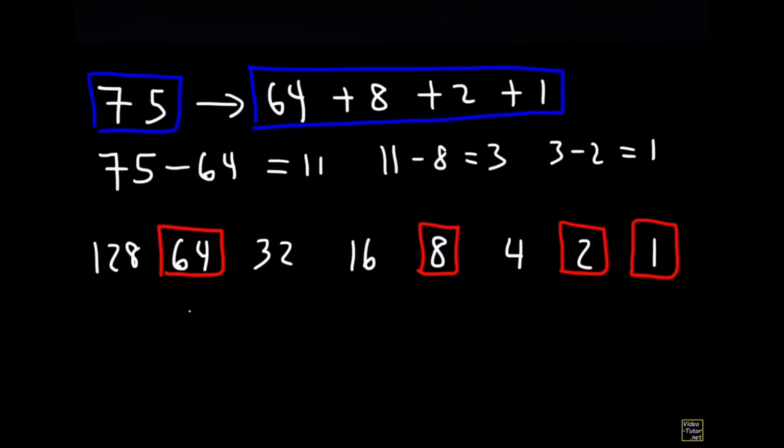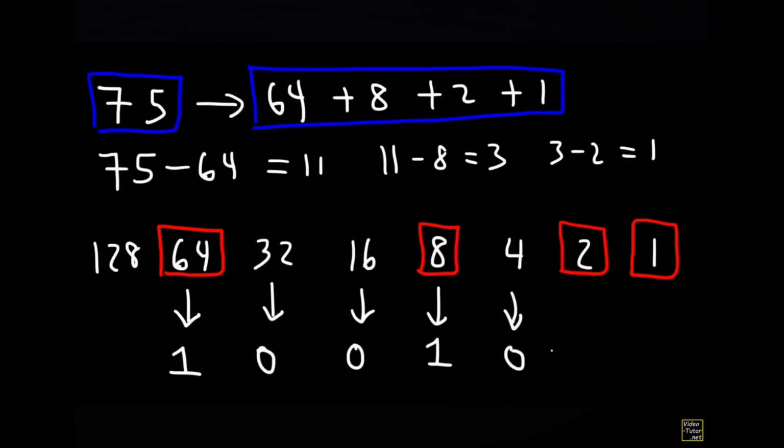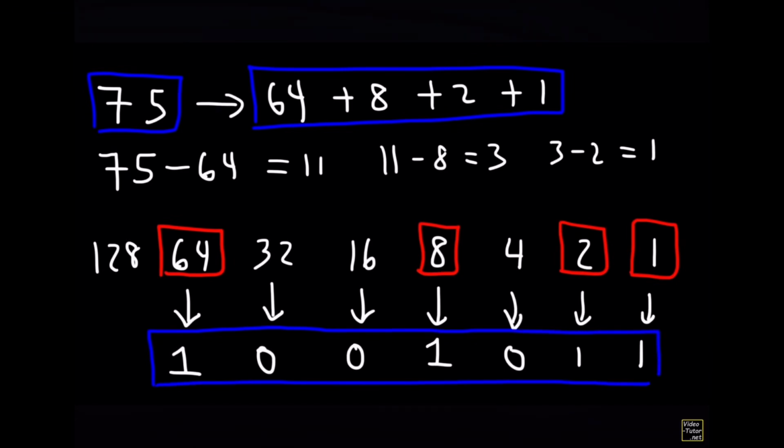Now, once you have that, you can begin to write the binary number. So we have 64, we're going to put 1, then 32, we have no 32, so we're going to put 0, then 16, we have no 16, so definitely 0, and we have 8, so we put 1, then 4, we have no 4, so it's 0, then we have 2 and 1, so we put 1, 1. So 75 is equal to 1001011.